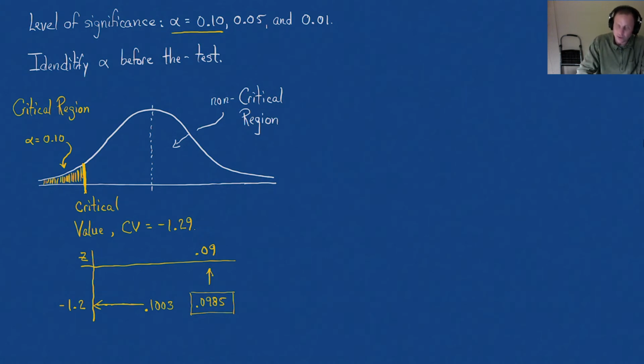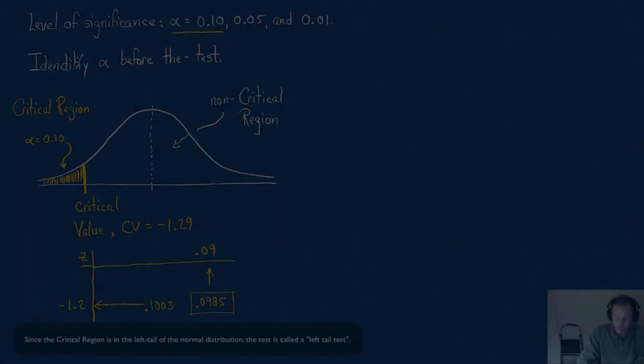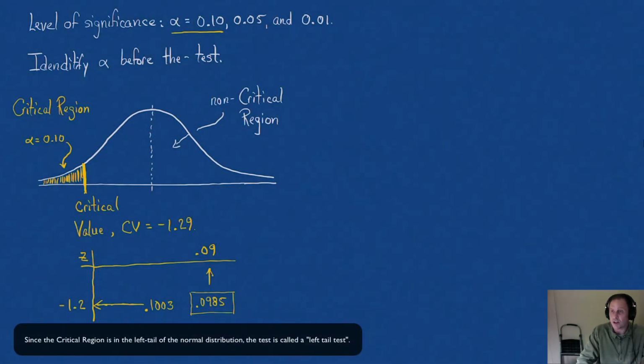So what we've seen now are the first two steps in a test of hypothesis. The first one was to state our null and alternative hypotheses, which we did. Our second one is to identify the critical regions, non-critical regions, and find a critical value. Now our third thing to do is to conduct the test. So our third step, number 3, is conduct a statistical test.